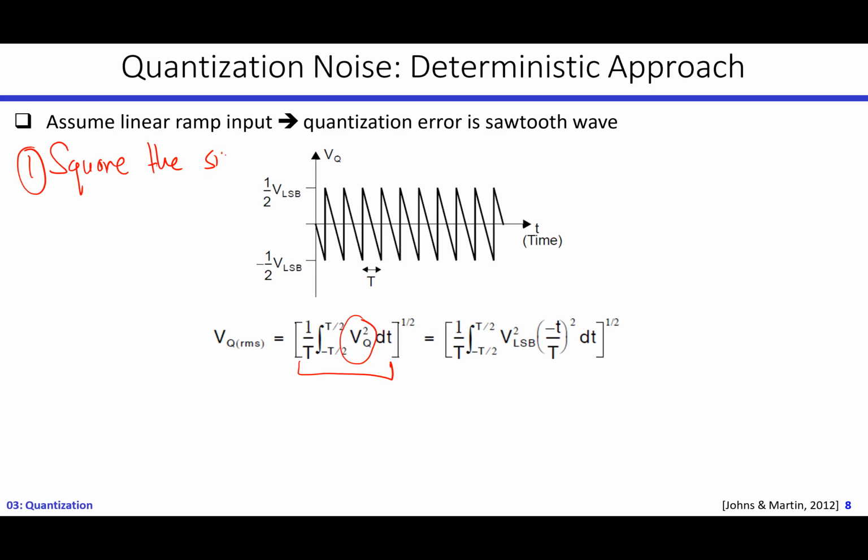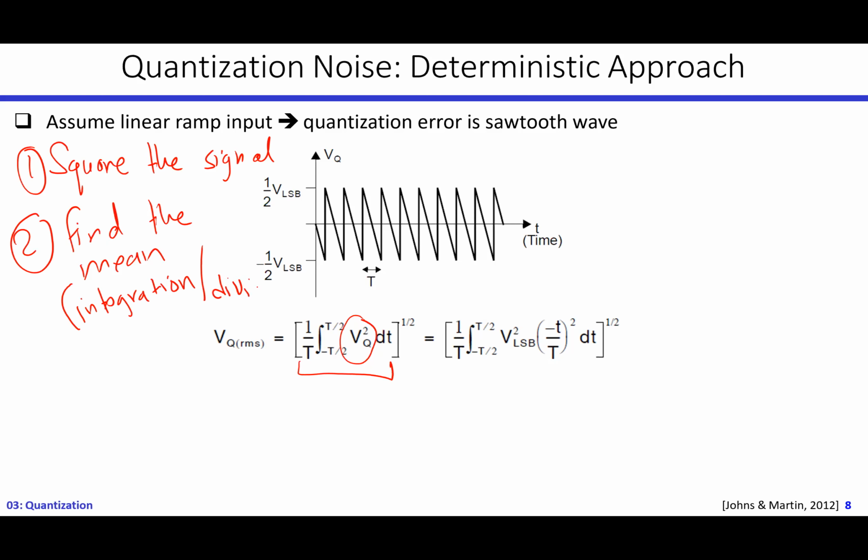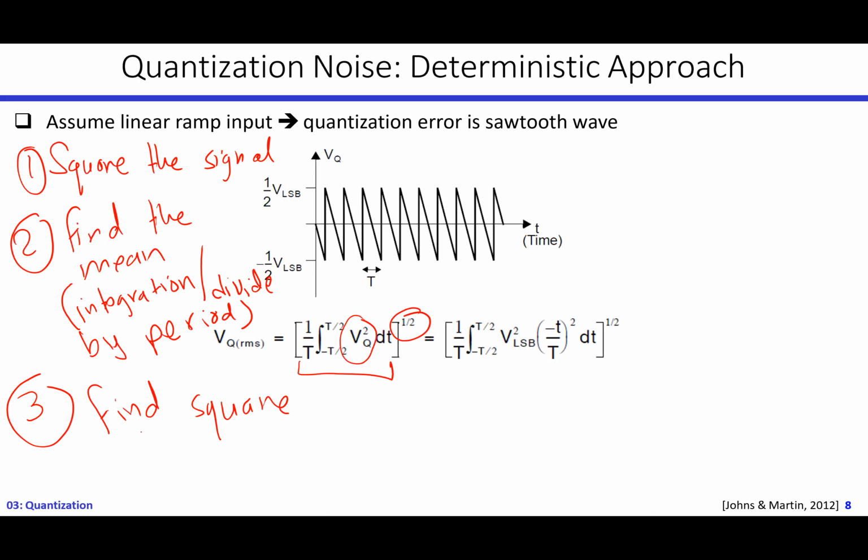Square the signal. Then find the mean. How do you find the mean? By integrating and then dividing by the period. And the third thing is to find the square root. So this is how you find the RMS value.